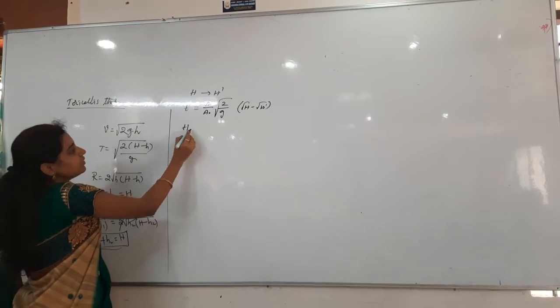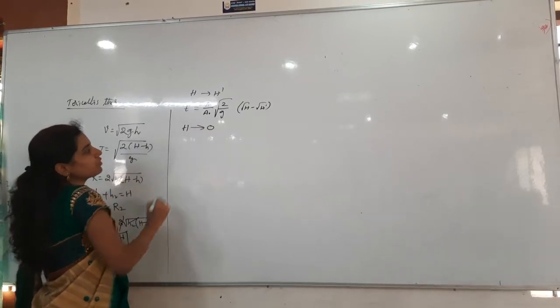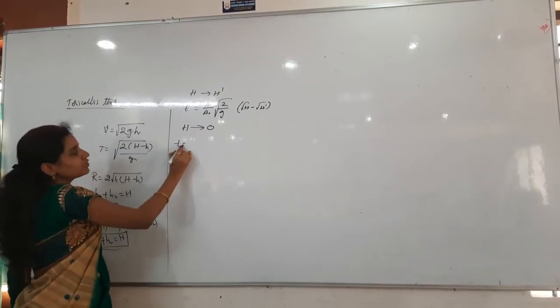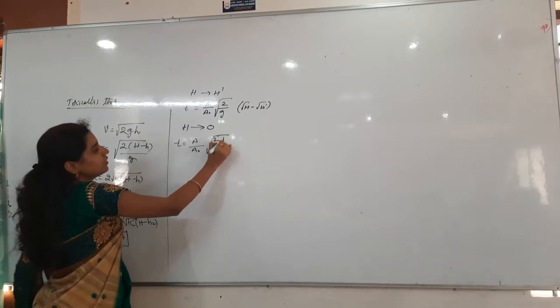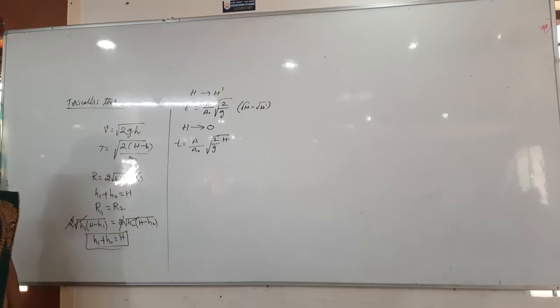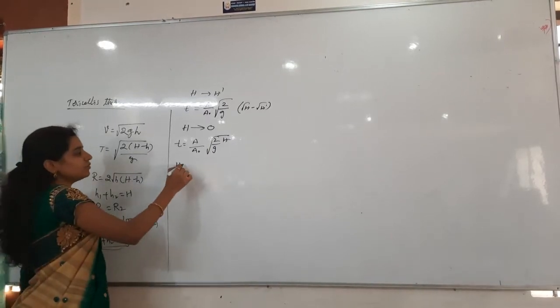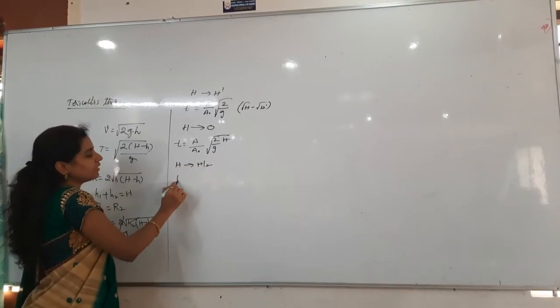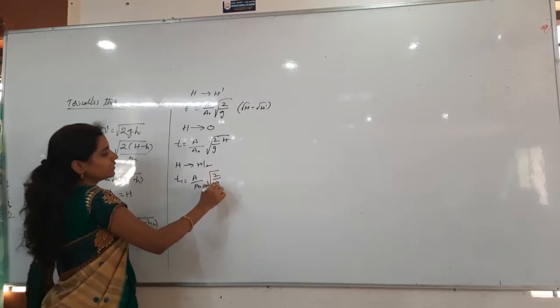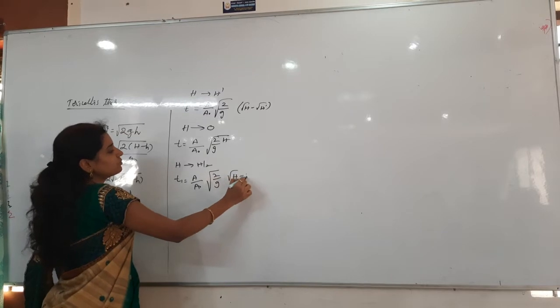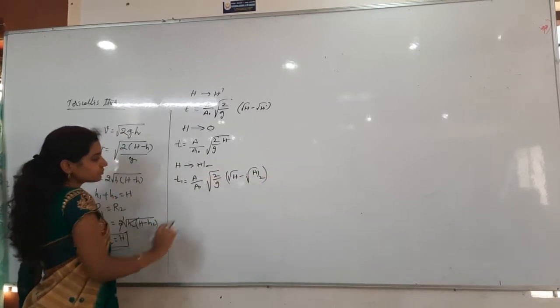Next, for example, if I say H to 0, completely emptying the tank, then T is equal to A by A naught into root 2 by g into, what will we get here? Root H, that's it. Then H to H by 2, half of the tank: T1 is equal to A by A naught under root 2 by g into root H minus root H by 2.